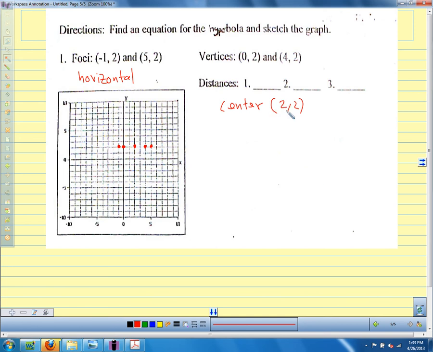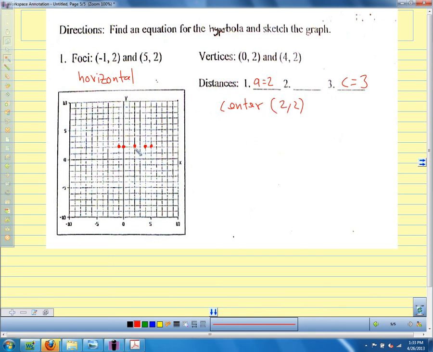So the distance from the center to the vertices is A. So how far is the center from the vertex? 2. So A equals 2. Center to the vertex, 2 units. The center to the foci, C has to be 3. The center is 3 units from the foci.